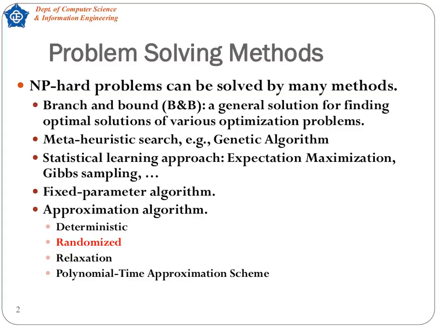Another distinct category is fixed parameter algorithms. Finally, and perhaps most relevant to our topic, we have approximation algorithms. These come in several types. There are deterministic algorithms. Then, of course, randomized algorithms, which are highlighted here in red, as they're our main focus. We also use relaxation techniques, and polynomial time approximation schemes. This brings us directly to our main topic, randomized algorithms, which we'll explore in much more detail very soon.